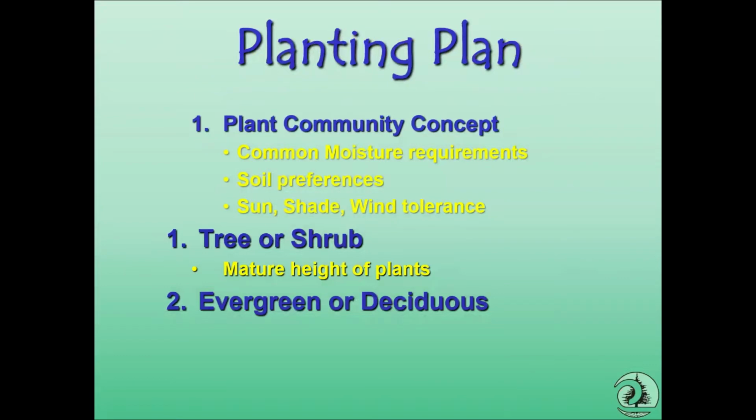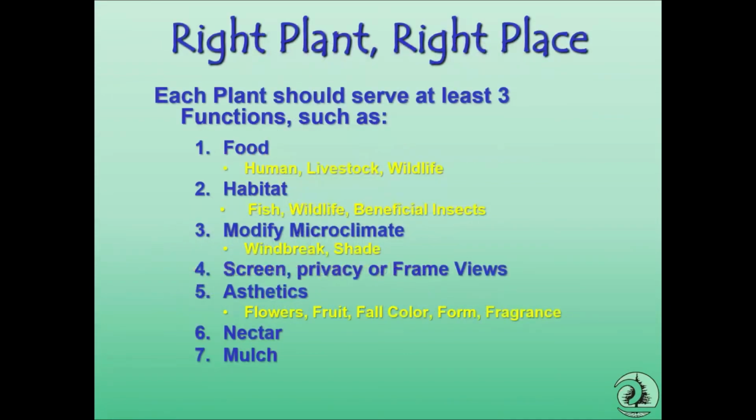As you move forward in your planting plan, you want to plant the community concept. Plants are naturally grouped together according to moisture requirements and soil preferences. And always consider the mature heights of plants before you put them in. So when deciding the right plant for the right place, you want to get the most impact that you can for your plant. Is your plant going to give you food for human, livestock, or wildlife, or habitat for fish, wildlife, and beneficial insects?